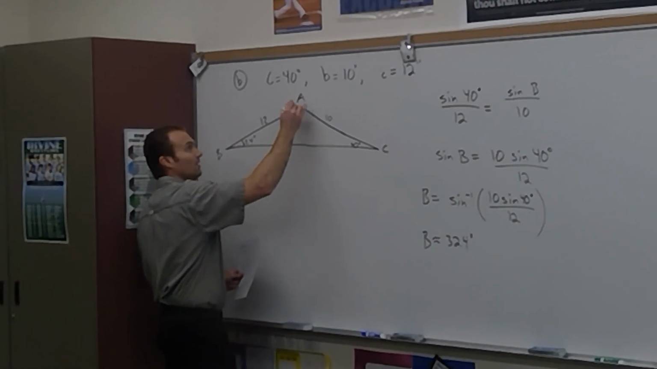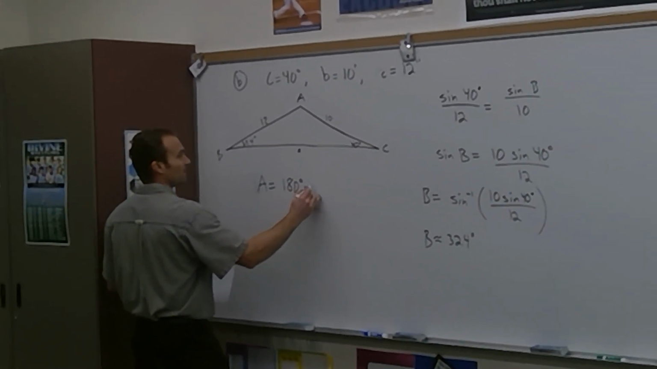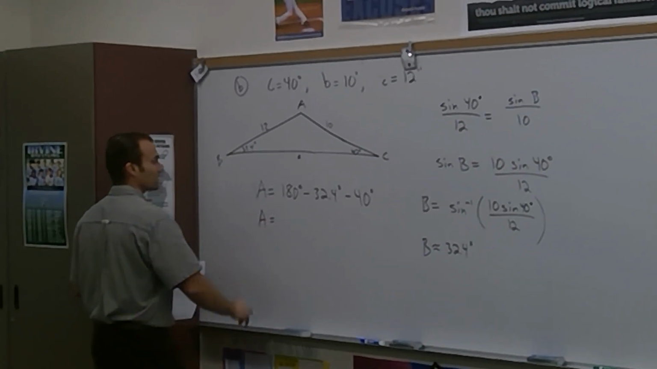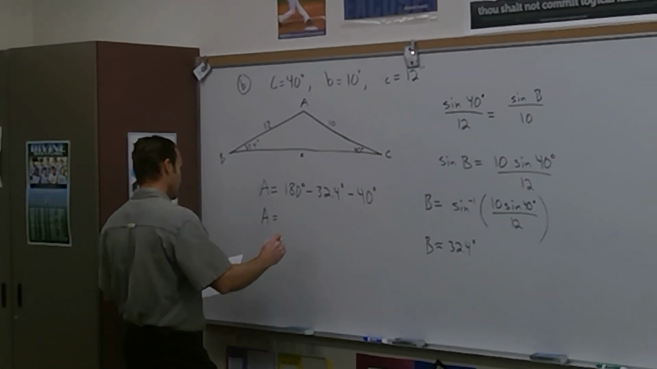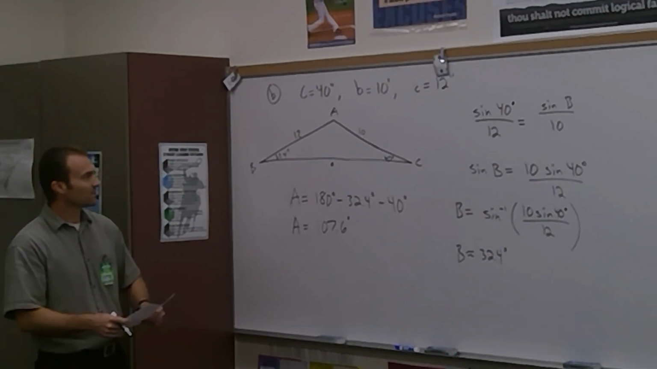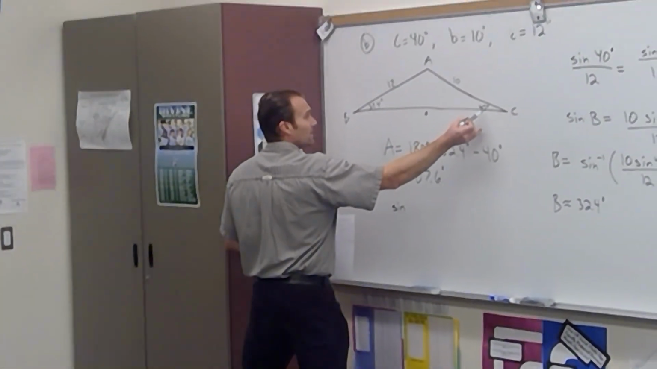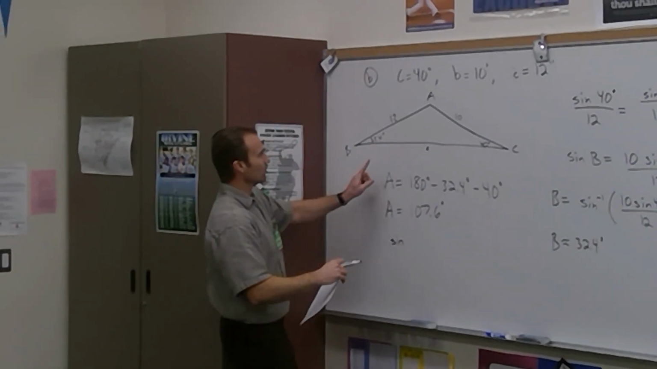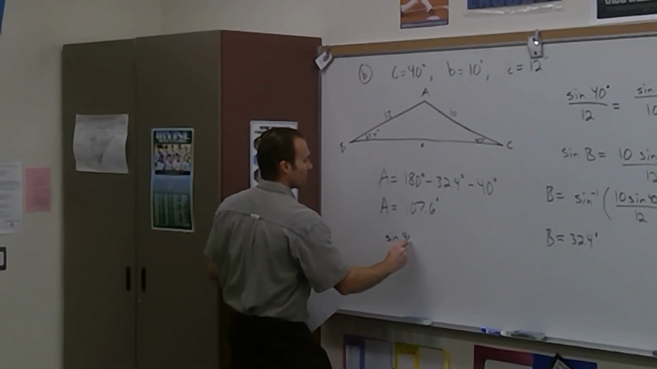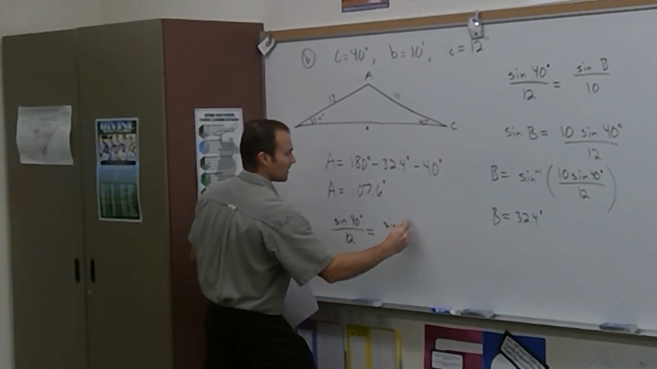To find our missing angle, we can now subtract from 180. So A is going to have to be 180 minus 32.4 minus 40 degrees. So work that out, and we're going to get 107.6 degrees. And now we just have to find side A. So again, law of sines. Use our given. It's better to work off of the given clean angle than to work off of angle B that we rounded off. Okay, so work off the givens whenever possible. So I'm going to do sine of 40 degrees over 12 equals sine of A.